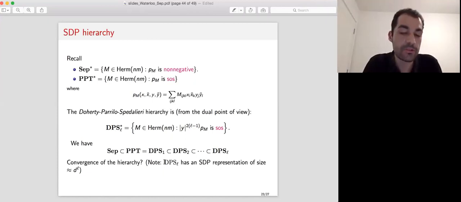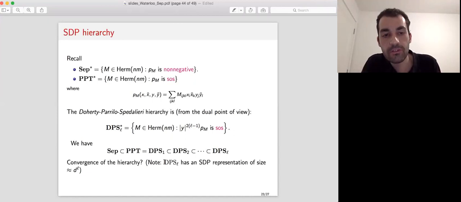And so you can note that the set DPSL has an SDP representation of size roughly d to the L. So we know that there is no finite L for which DPSL is going to be equal to SEP, but what we would like is hopefully that DPSL will converge in a certain way to the set SEP as L increases.